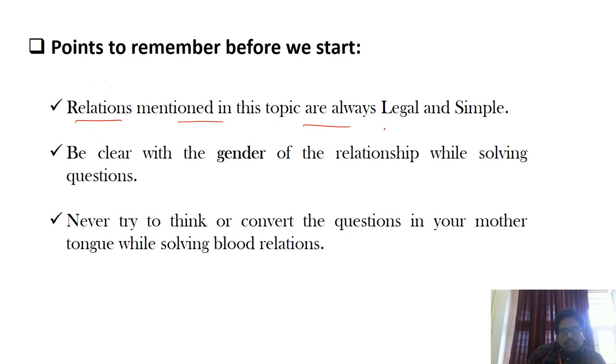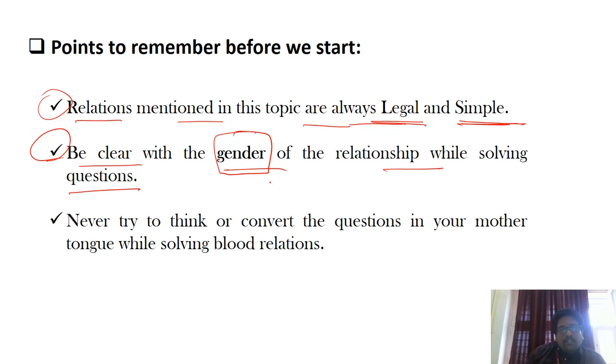Relations mentioned in this topic are always legal and simple. It's very simple and not complicated. You have to ensure that the relations you try to relate in the questions are very simple and legal, of course. The next point is to be clear with the gender of the relation while solving questions. If you are unclear with the gender of the person, you'll end up with a wrong answer.